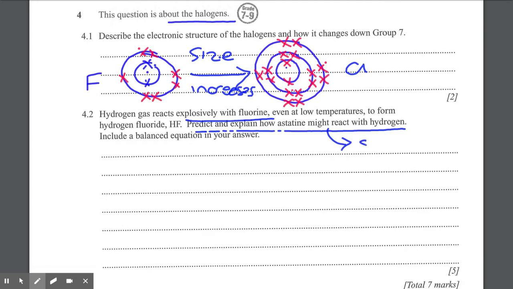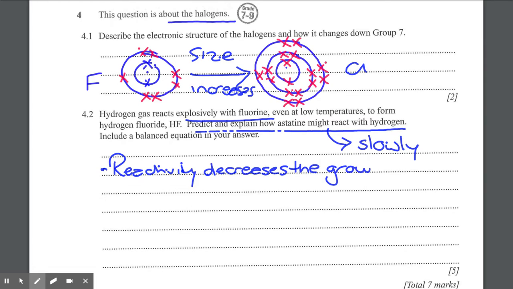It's basically going to react very slowly. It's not going to be explosive because astatine is fundamentally much less reactive, because the reactivity decreases down group 7 as we've already established. So it's going to react much slower and definitely not explosively as it does in the fluorine case. Now, what we also have to do is explain why. How can we make that prediction?